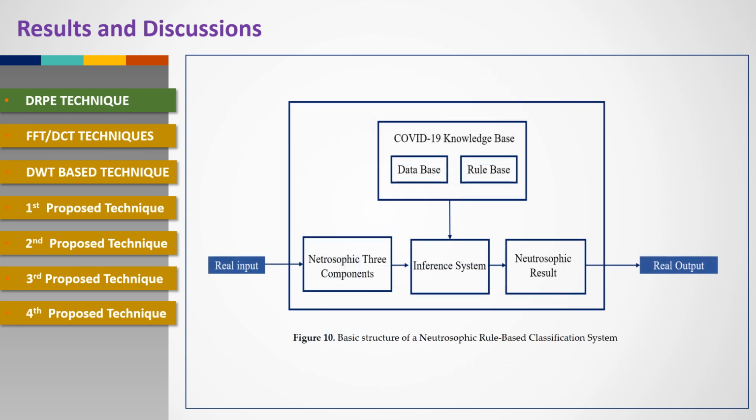This is the basic structure of a Neutrosophic rule-based classification system for COVID-19: knowledge base, database, rule base, the real input or data, which when changed or converted to Neutrosophic gives 3 components, an inference system, Neutrosophic results, and real output.